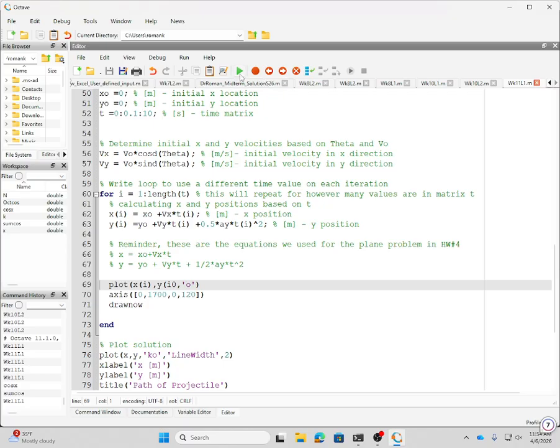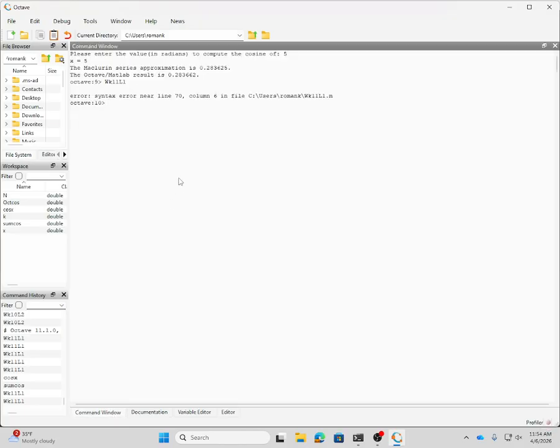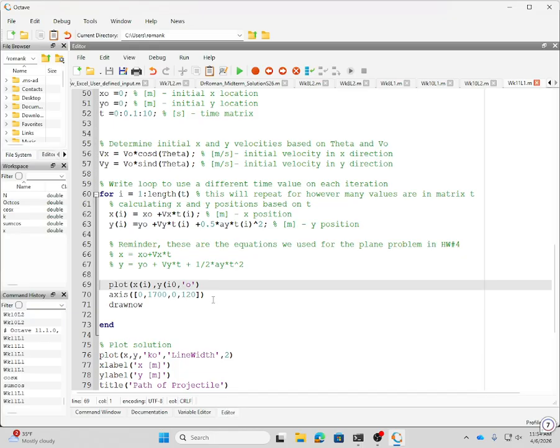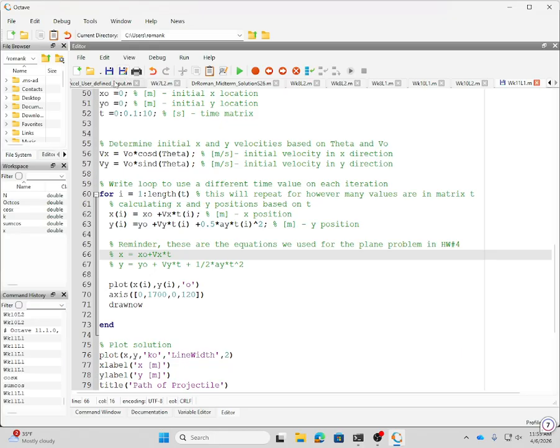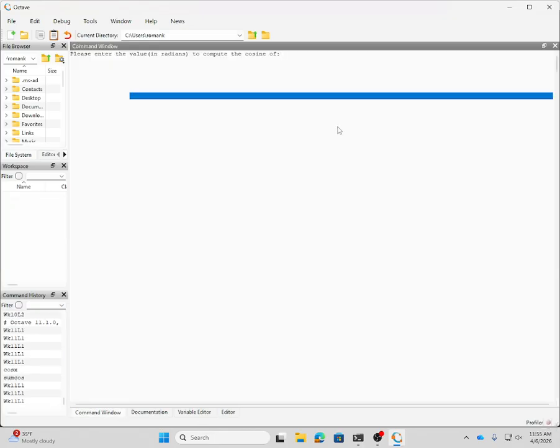I saved it, and if I run it, then it has a syntax error on line 70. You forgot the second parenthesis on the very first line, 69. Here? Yeah, you forgot to end it. You have 3 opens with 2 closes. Oh, sorry, I got it. Okay, it should be running now.